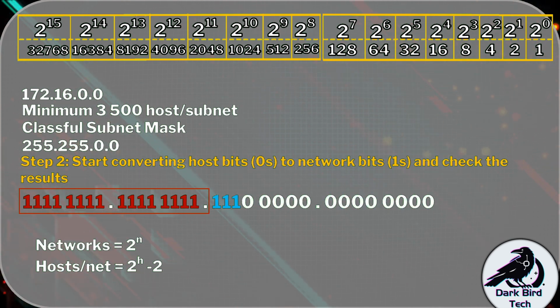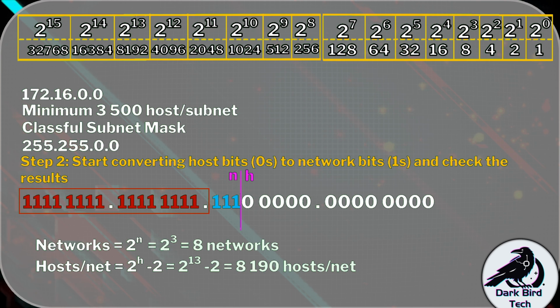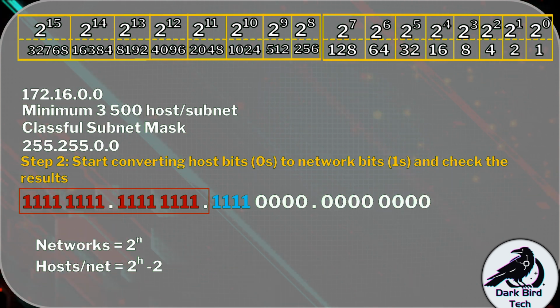So let's try a third binary bit, where we're now going to have 3 new network bits and only 13 host bits now. If we plug those into our formula, 2 to the power of 3 gives us 8 new networks, and 2 to the 13 gives us 8,192 minus 2 leaves me with 8,190 hosts per network. Let's try another one.